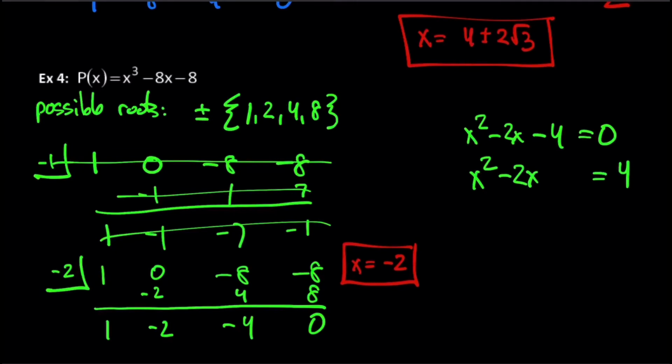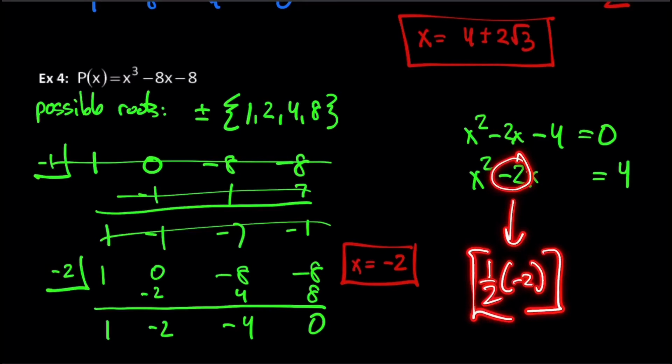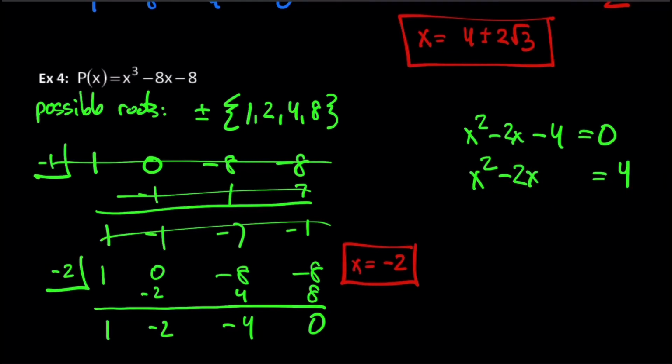Here's how you complete the square. You've got to take this term, take half of it, and then take that and square it and add it to both sides. Not just one side, but both sides. All right, so half of that is 1. 1 squared is 1. I add 1 here, I add 1 there.